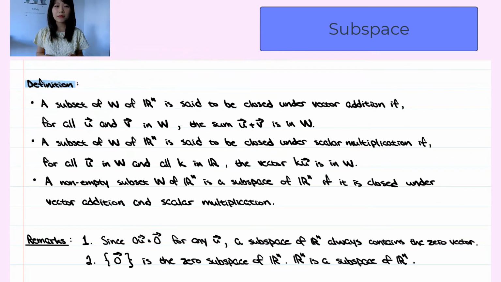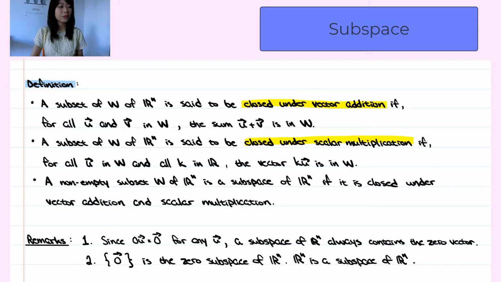We call a subset W in Rn closed under vector addition if, for all the vectors in W, the sum of them is also in W. And we call a subset W closed under scalar multiplication if for all the vectors in W and any scalar k, k times the vector is also in the subset.